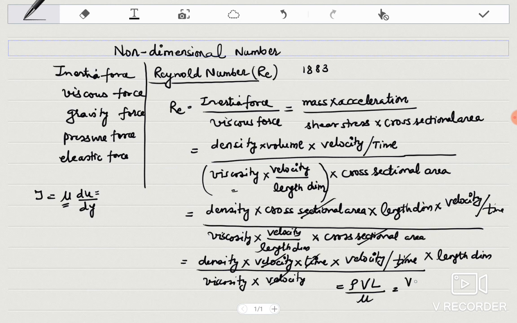Again you may combine these two and write VL upon nu, which is the kinematic viscosity. So this is the ratio of inertia force to viscous force. Inertia force is governed by velocity and viscous force is governed by mu. You may very well check the dimensions of Re. The dimensions of Re, the Reynolds number, will be 1. As I told you earlier, the dimensions of such numbers will be 1. So here this L is the characteristic length, V is the characteristic velocity, and this nu represents the kinematic viscosity. So this is the Reynolds number.